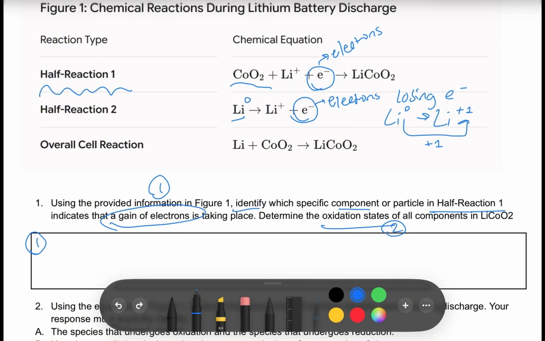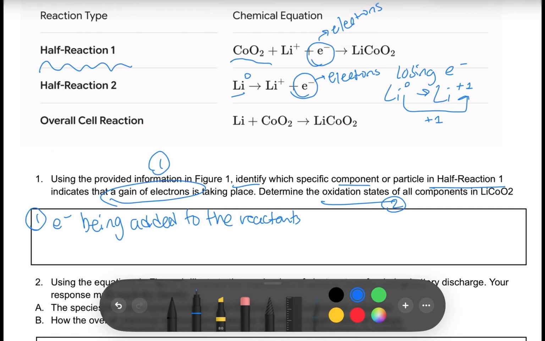So in half reaction 1, we see that an electron is being added to the reactants. Since it's being added to the reactants, that means that we're gaining electrons. Let's do number 2. So we need to find the oxidation states of all the components in LiCoO2. So let's split up this compound. We're going to have Li, Co, and O2.